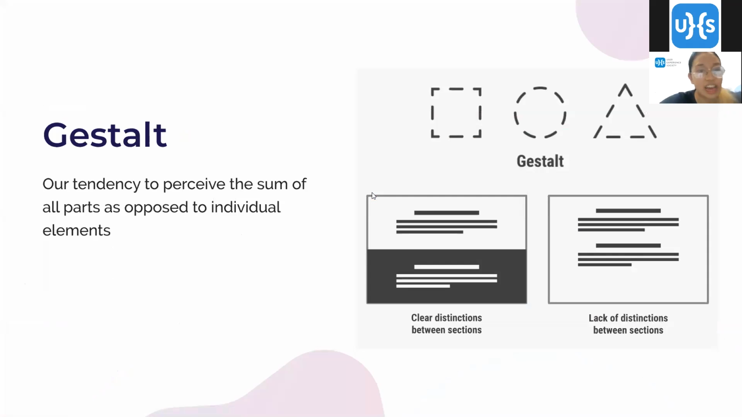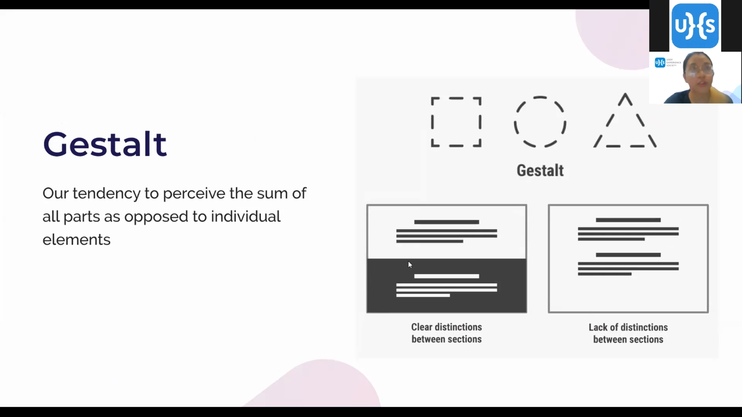Now we have this principle called gestalt. This is basically our tendency as people to perceive the sum of all parts. We see things as a group instead of as their own thing. So for example, in this top image, even though they're technically just dashed lines, we see them as shapes now: a square, circle, rectangle. That's gestalt at work. This is important for readability. If you think of my Medium article earlier, it made use of spacing to make sure there's a distinction between different paragraphs. And without that, it would be very hard to read.